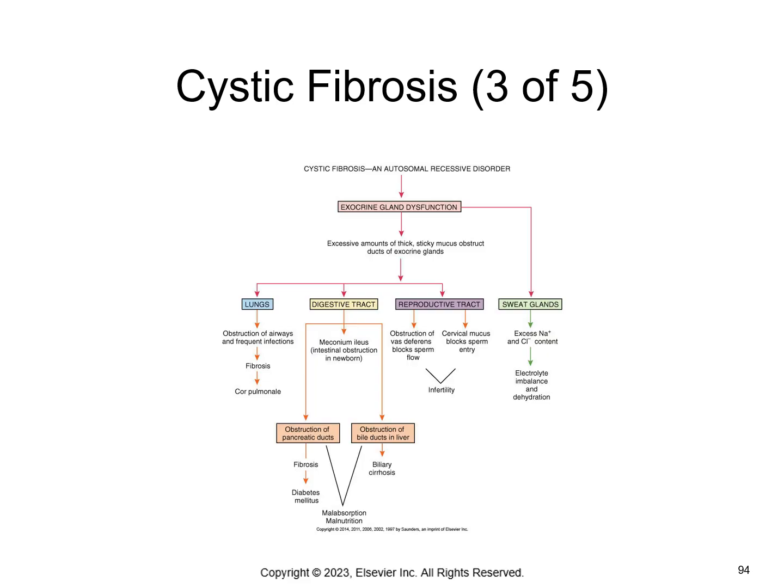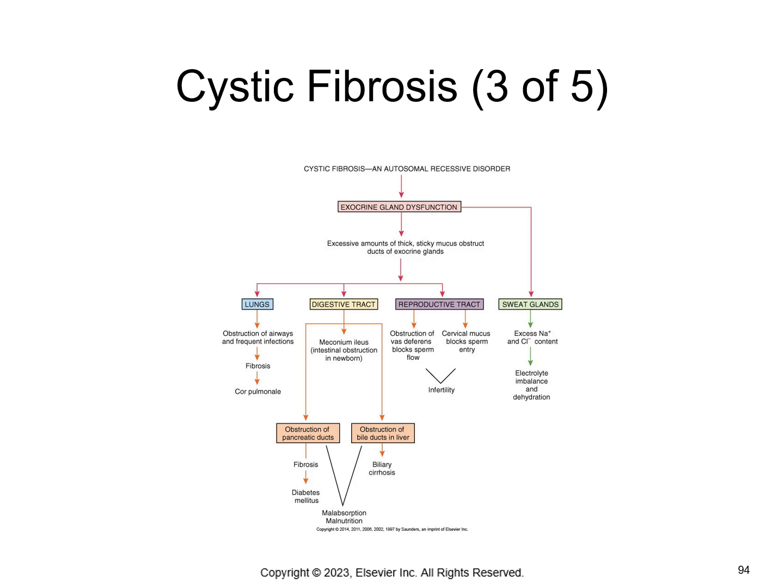All right, so you can see the slide here. We have cystic fibrosis. This is autosomal recessive, meaning you need one bad gene from each parent to get it. It's an exocrine gland dysfunction. We have excessive amounts of thick, sticky mucus that obstruct the ducts of the exocrine glands. So it's going to obstruct the lungs, the digestive tract, and the reproductive tract. So we have obstruction of the airway and frequent infections, fibrosis, cor pulmonale.